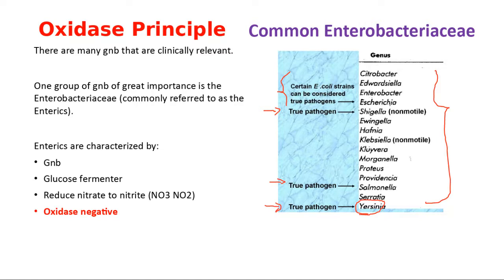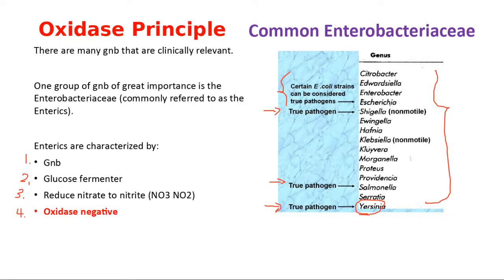Enterics are characterized by being gram-negative bacilli. They ferment glucose. All of them ferment glucose, right? They are reducers of nitrate to nitrite, but then they stop there at step 1, and they are all oxidase negative, which is an important way to differentiate them. It's a really important and quick way to differentiate them.